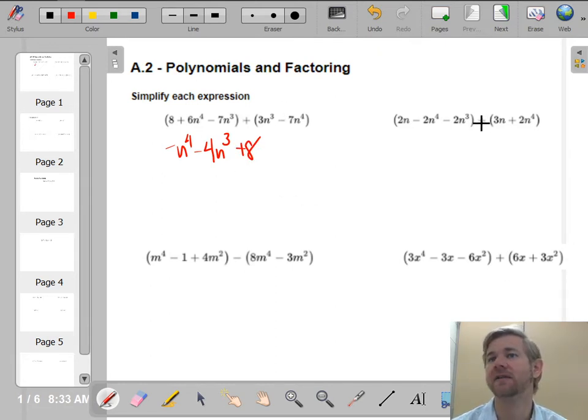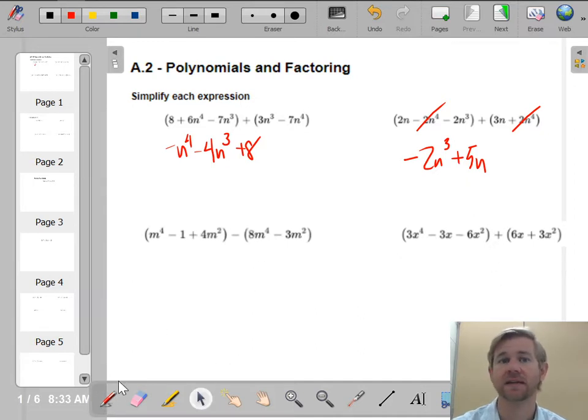Same thing here, another addition problem, so we'll do the same thing. You have negative 2n to the fourth and positive 2n to the fourth. Those cancel each other out. You have only one n cubed, so that's n cubed, negative 2n cubed. And then you have 2n and 3n, which make 5n. So negative 2n cubed plus 5n. Nothing too fancy.